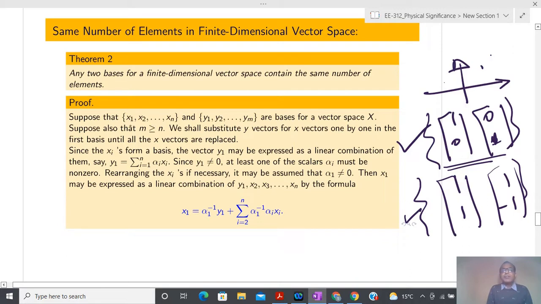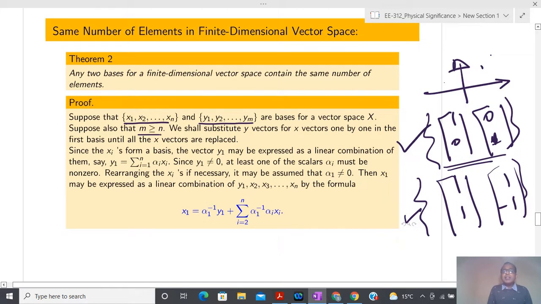Suppose I have one space and the first basis is x1, x2 up to xn. The second basis is y1, y2 up to ym, and we assume initially that m is greater than or equal to n. So the number of elements inside the bases is not the same. Now what we are going to do is prove that m equals n. So how to do that?